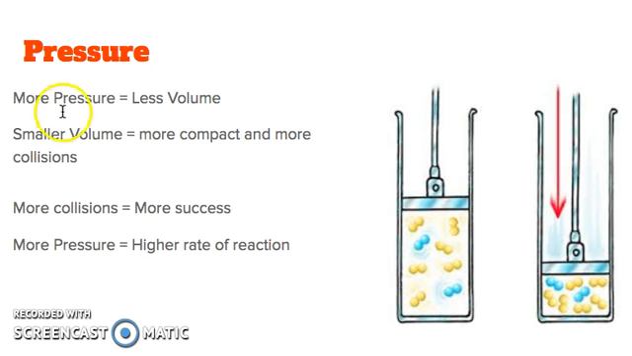The next is pressure. So we know that if you increase pressure, you will decrease volume. So right here you have a pressure. If I increase that pressure, the volume is actually a lot smaller. And smaller volume equals more compact and consequently more collisions. So the chances that these will hit each other is a lot smaller than the chances that these will hit each other. So the idea is more pressure equals less volume, which equals less space, which equals more collisions and more successful collisions. So more pressure equals higher rate of reaction.